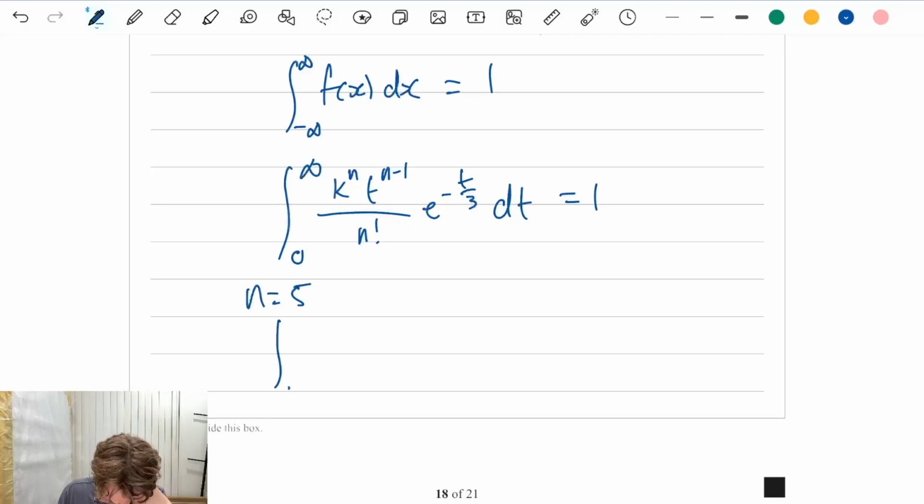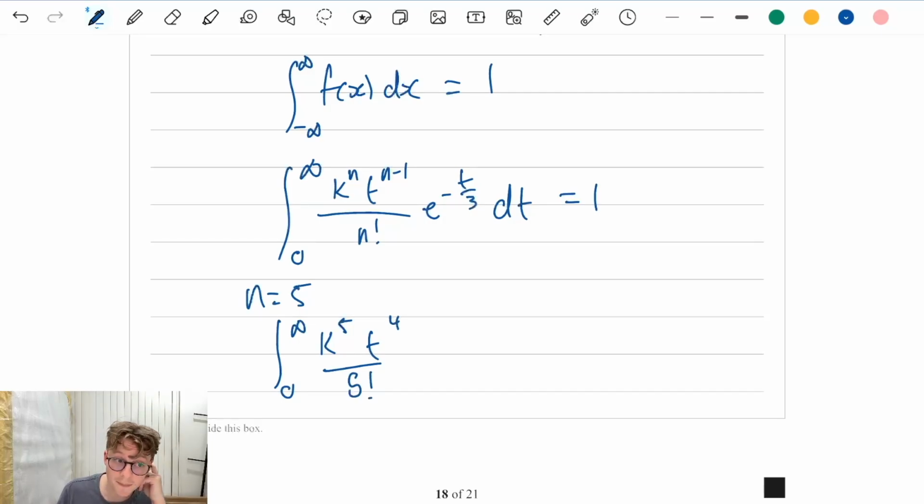So I'm going to get the integral from 0 to infinity of k to the power of 5, t to the power of 4, over 5 factorial. Oh, wait.